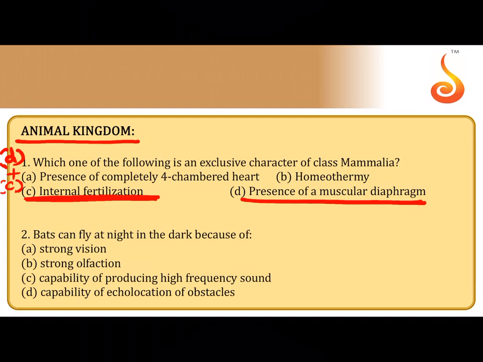Next, bats can fly at night in the dark because of echolocation. Isn't it? They are capable of emitting ultrasonic waves which hit a target and reflect back. And this phenomenon is called echolocation. So it is second question, last option.